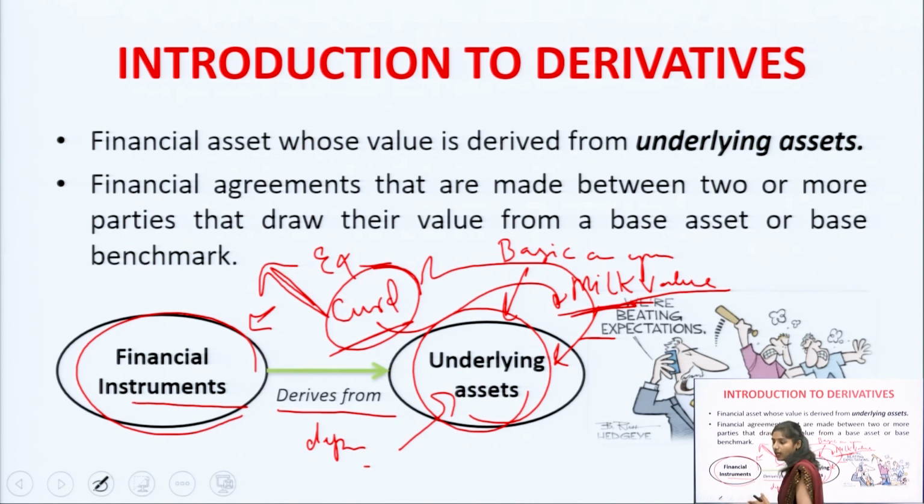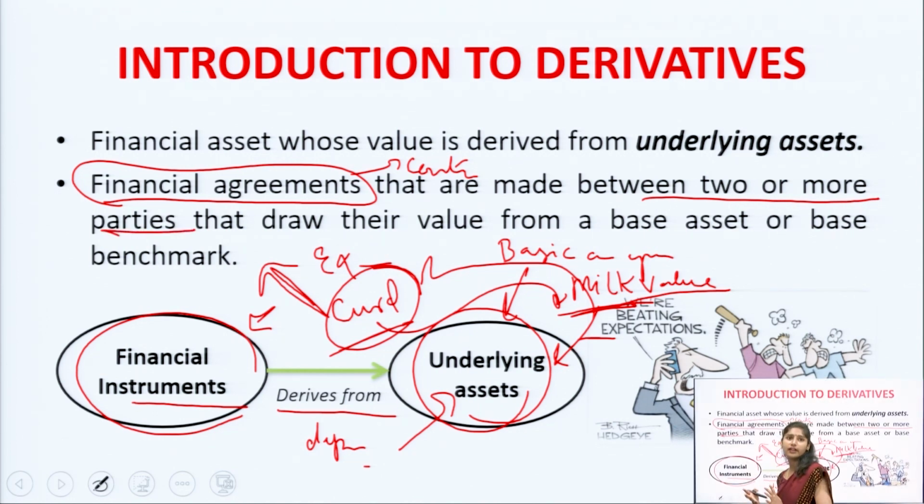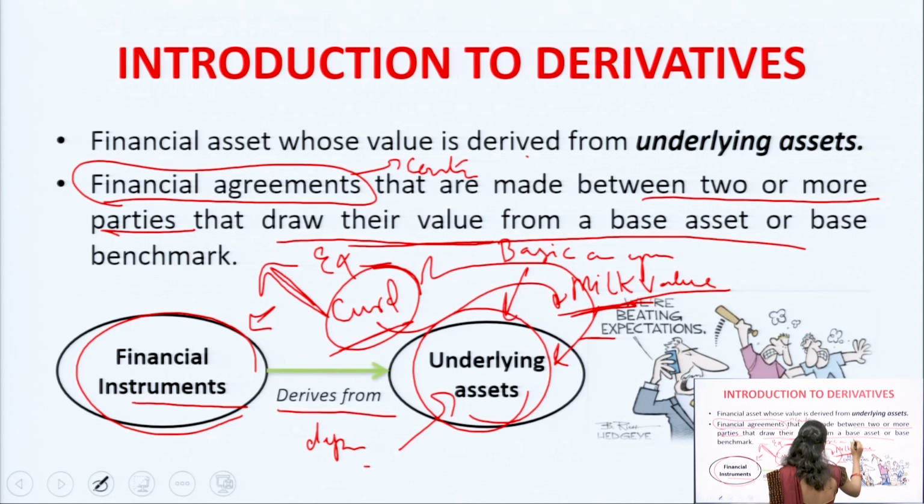The next line says that it is a financial agreement made between two or more parties that draw their value from a base asset or base benchmark. So what is it talking about? Financial agreements, or you can say a contract. A derivative is also a kind of contract between two or more parties. It can be a written formal contract when entering or investing into a derivative market, but drawing its value from a base asset. That is what we discussed in the definition itself. So its value will be derived from the base asset, same as the underlying asset.